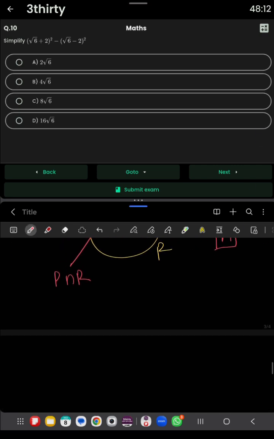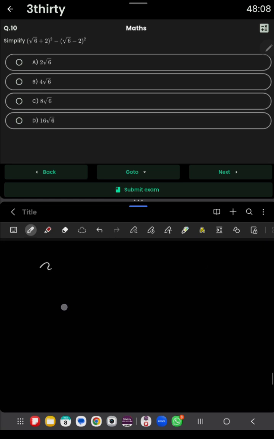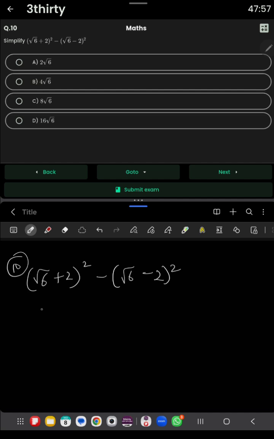Now we go to another sort. This is a pretty simple one again. Plus 2, so we're going to square this, and with 6 minus 2 we're going to square this. This is number 10 here. Okay, so squaring this, so there's a short way.